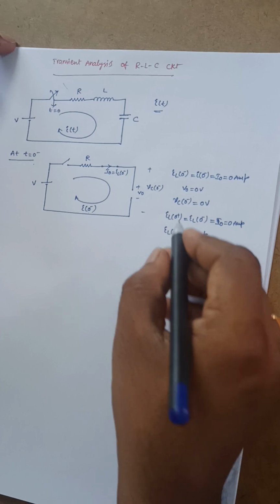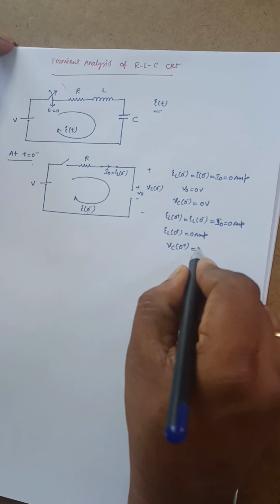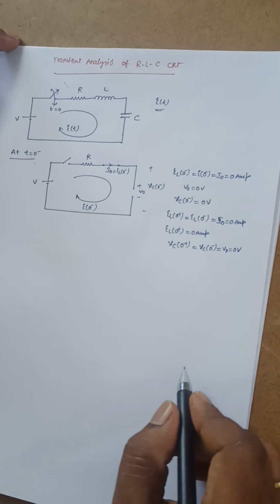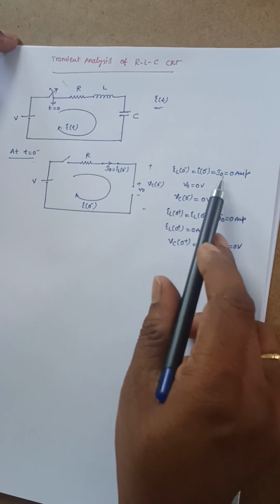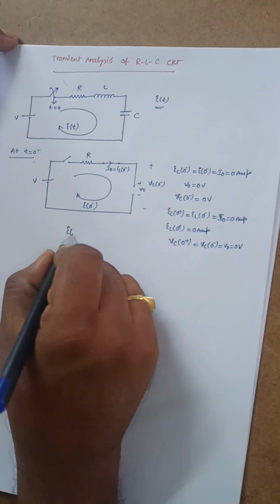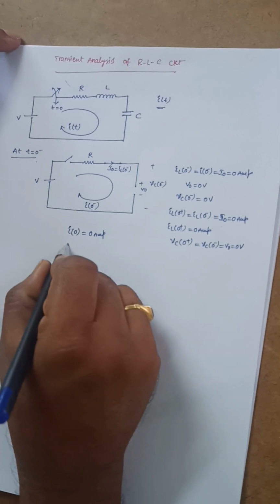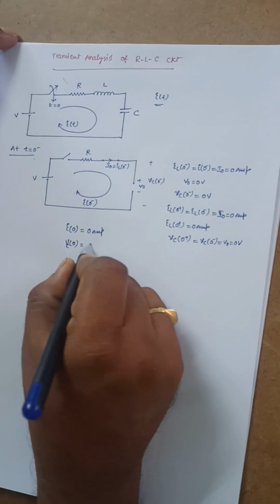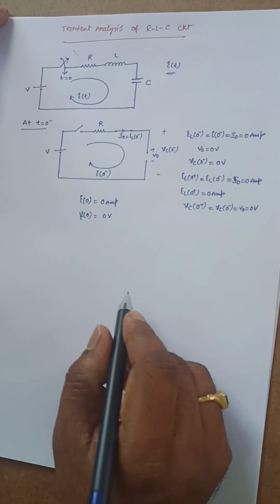And also, since the capacitor doesn't allow the sudden changes in voltage, Vc of 0 plus is equal to Vc of 0 minus is equal to V naught is equal to 0 volts here. So finally, at t is equal to 0 minus and at t is equal to 0 plus, the currents are same and also the voltages are same across the capacitor. So I can rewrite it as I of 0 is equal to 0 amperes and Vc of 0 is equal to 0 volts. Okay, these are the initial currents and initial voltages.